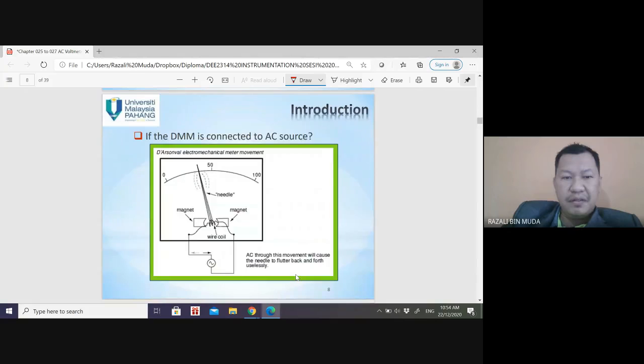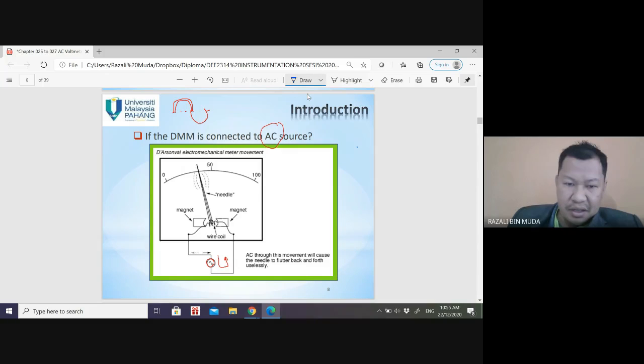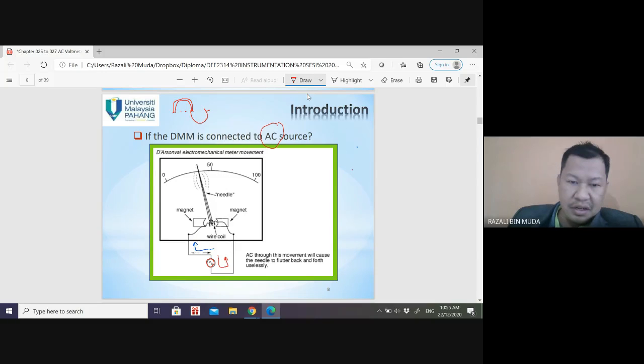So what happens if the DC meter is connected to an AC source? Because of the nature of AC, alternating back and forth, you can see from the figure that it has positive and negative. In the positive cycle the current will flow this way, but in the other cycle it will flow the other way. You can imagine that the needle, due to the current flow in the coil, will move back and forth like this.